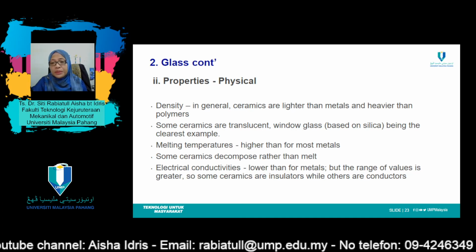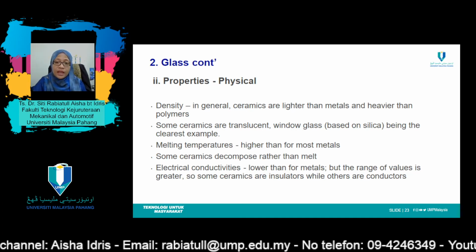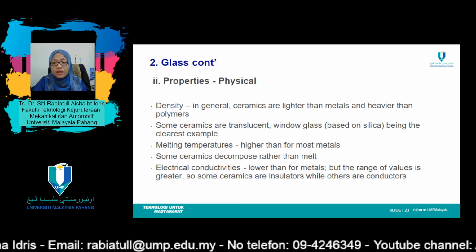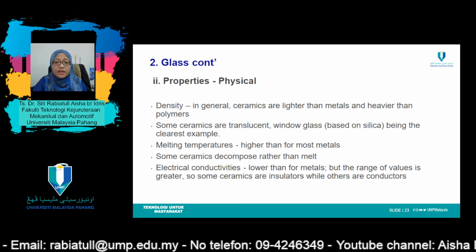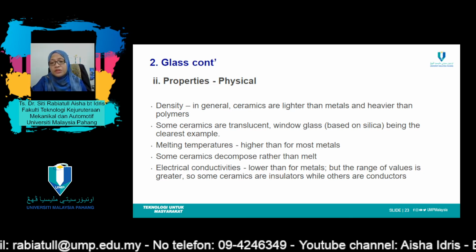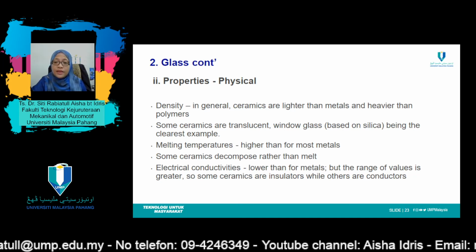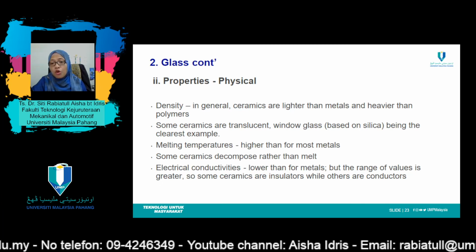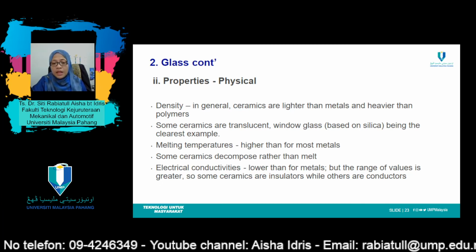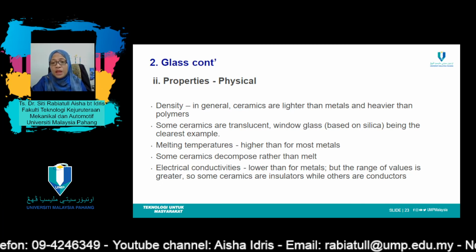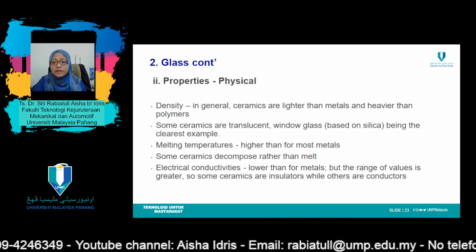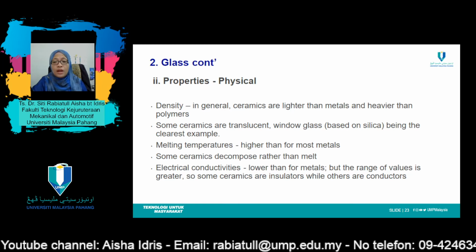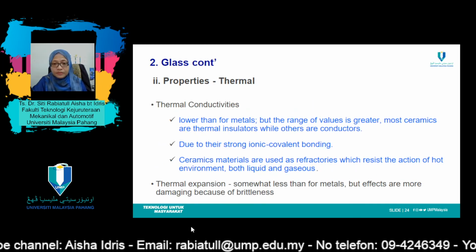In general, ceramics are lighter than metals and heavier than polymers. Some ceramics are translucent, with window glass being the clearest example. Melting temperature is higher than most metals, though some ceramics decompose rather than melt. Electrical conductivities are lower than metals, but the range of values is greater, as some ceramics are insulators while others are conductors.